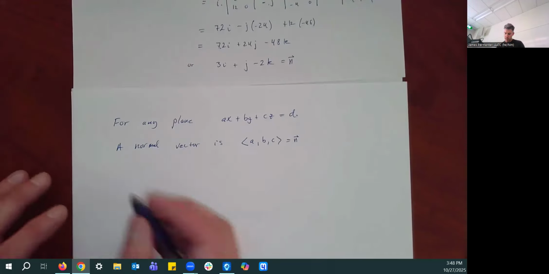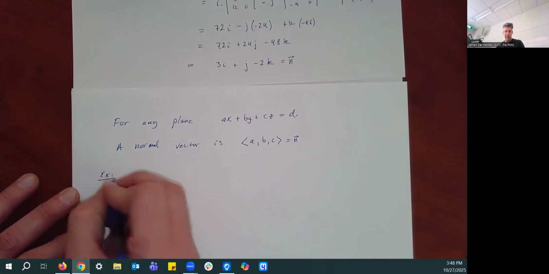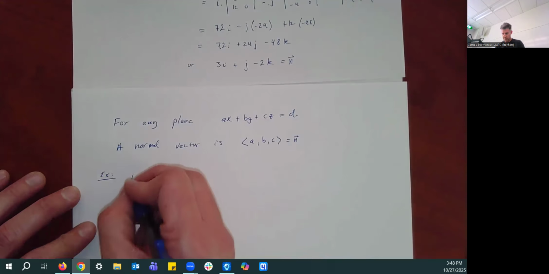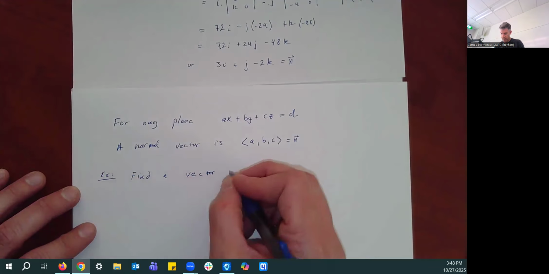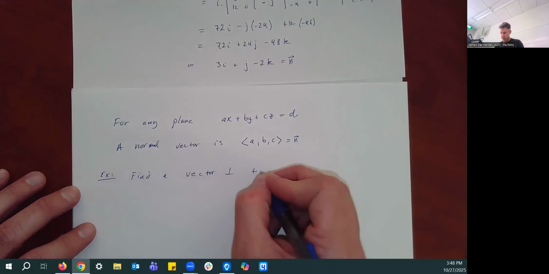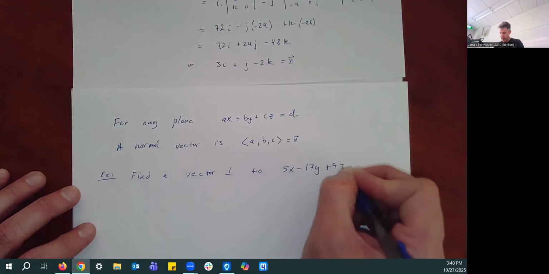So, some examples of things. An easy question. Feels almost silly to write it. Find a vector perpendicular to the plane 5x minus 17y plus 9z equal to 1.